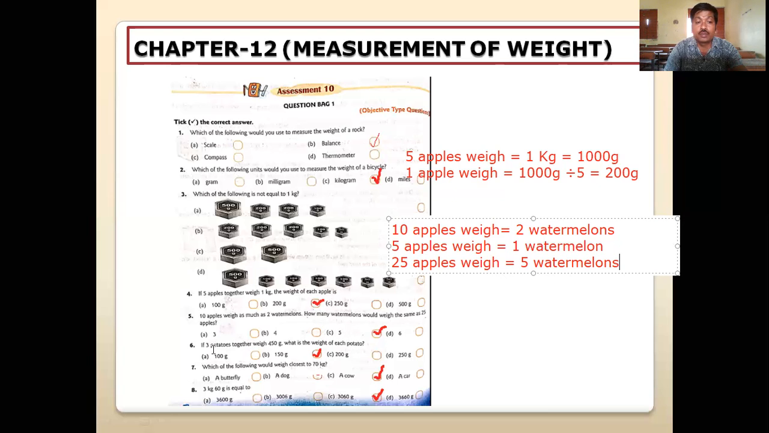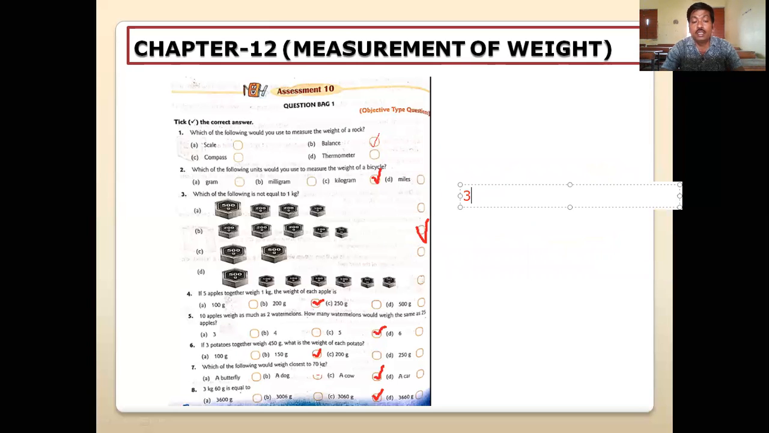Now, question number 6. If 3 potatoes together weigh 450 gram, what is the weight of 1 potato? So that means 3 potatoes weigh 450 gram. What will 1 potato weigh? How can we find that? When we divide 450 gram by 3, we get 150 gram.